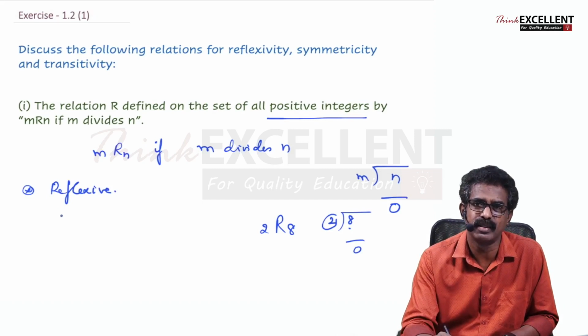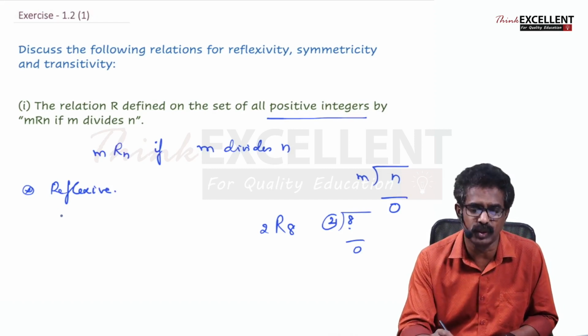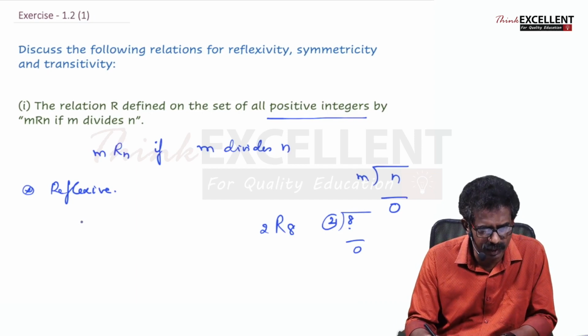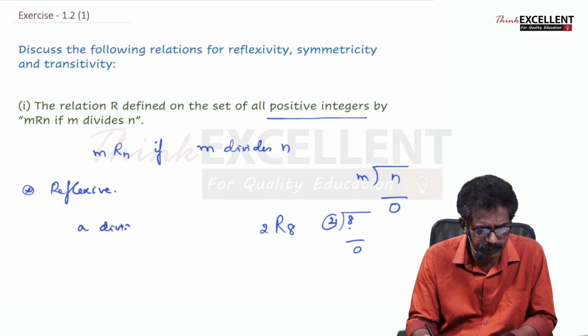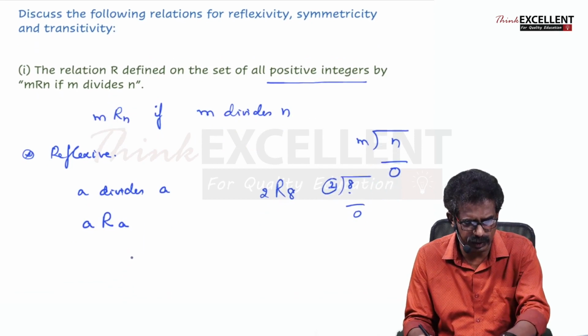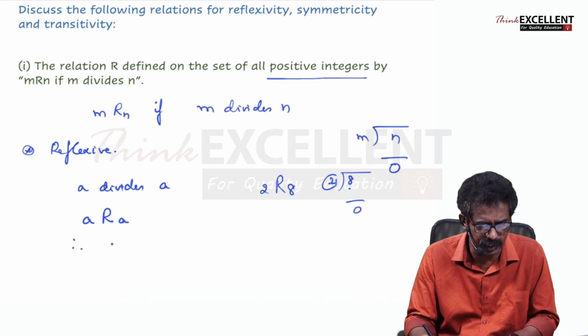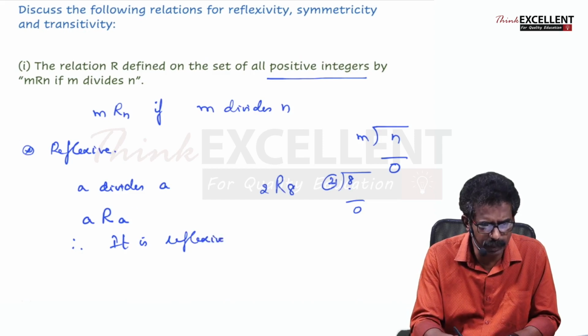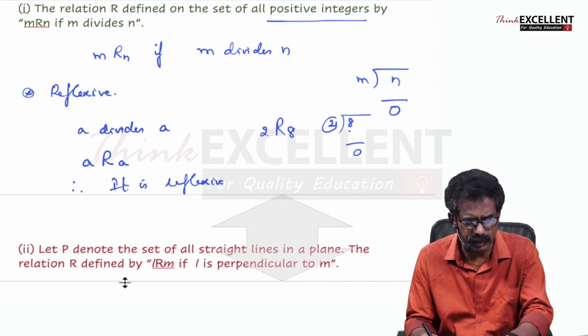5 divides 5. 5 by 5 it is 1, remainder is 0, right? So every element divides itself, right? So A divides A. So A is related to A. Therefore, what can you say? It is reflexive. Even if it is not true for one element, you should say it is not reflexive.